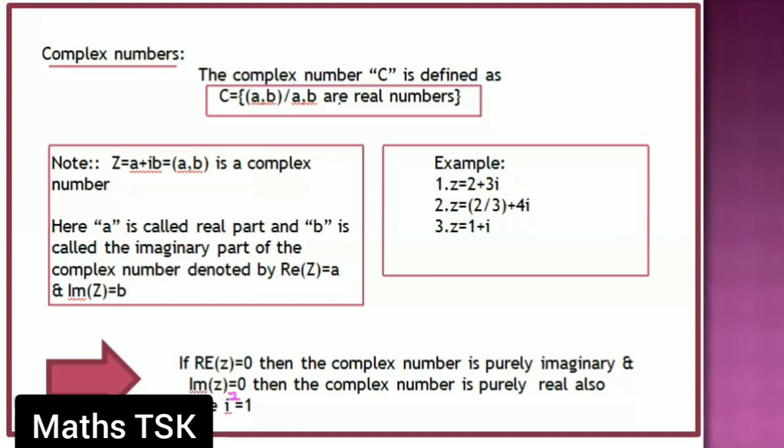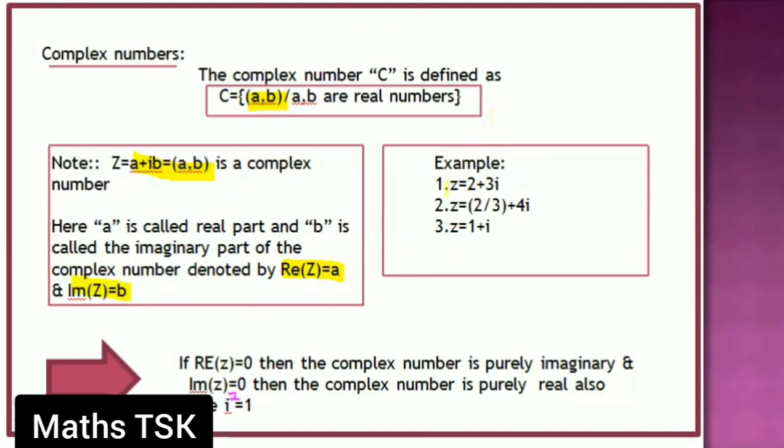If a and b are real numbers, then the complex number c is defined as c is equal to a comma b, such that a comma b are real numbers. How is a comma b denoted? z is equal to a plus ib, which is equal to a comma b, is a complex number. In this complex number, a is called the real part and b is called the imaginary part. The real part is denoted by Re of z, and the imaginary part b is denoted by Im of z.